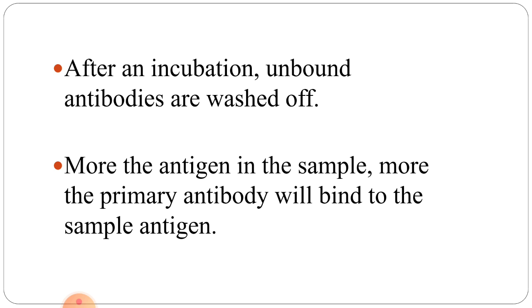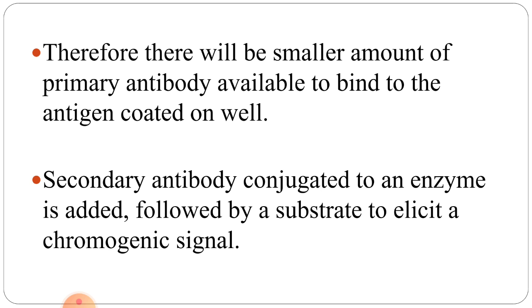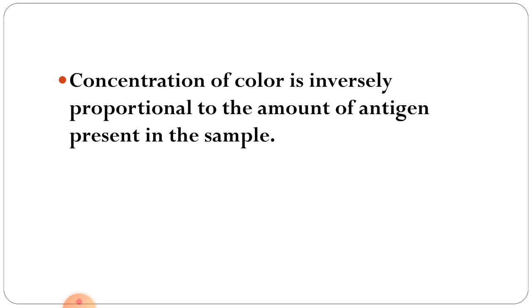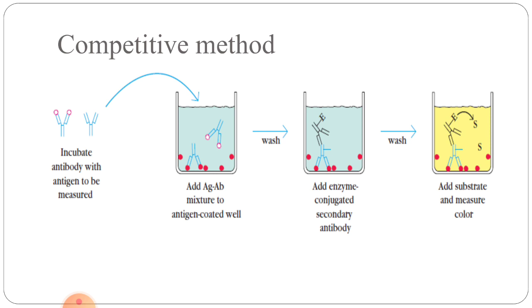The more antigen in the sample, the more primary antibodies will bind to the sample antigen. Therefore, there will be a small amount of primary antibody available to bind to the antigen coated on the wells. The secondary antibody conjugated to an enzyme is added, followed by a substrate to elicit a chromogenic signal. The intensity of the color is inversely proportional to the amount of antigen present in the sample. This is a picture of the competitive method.